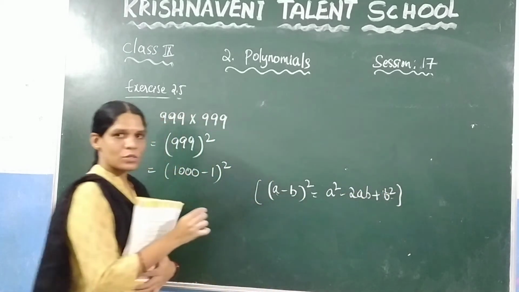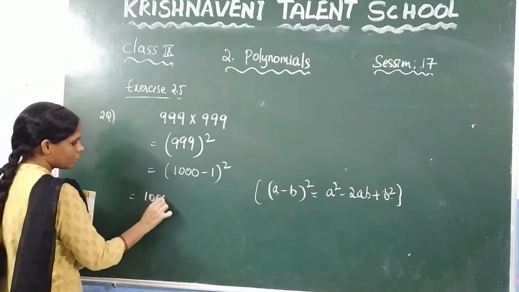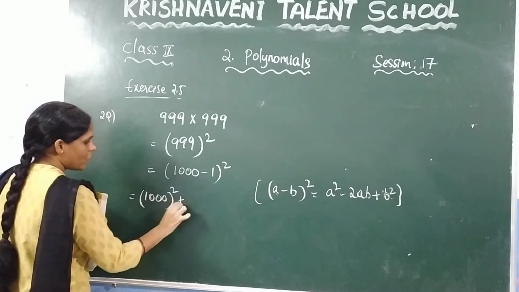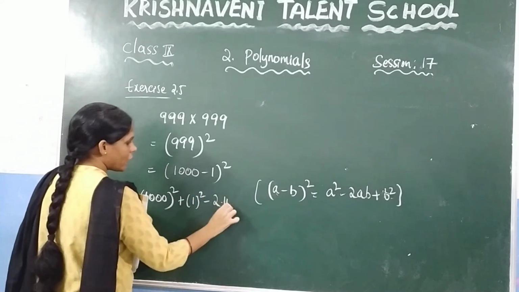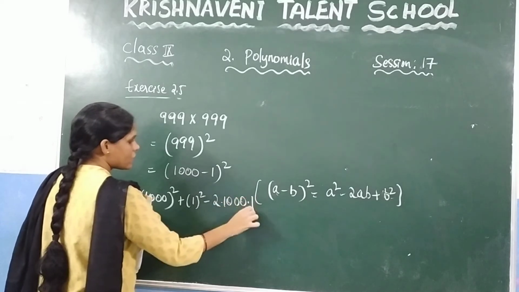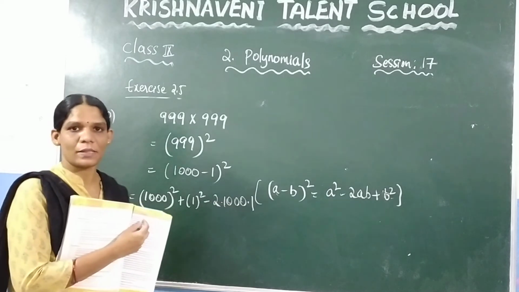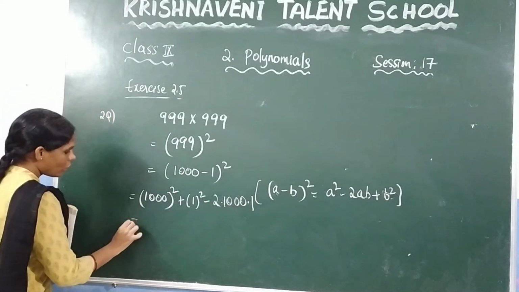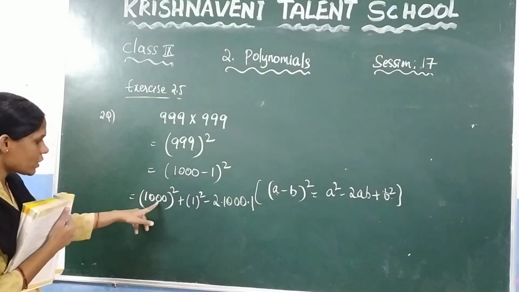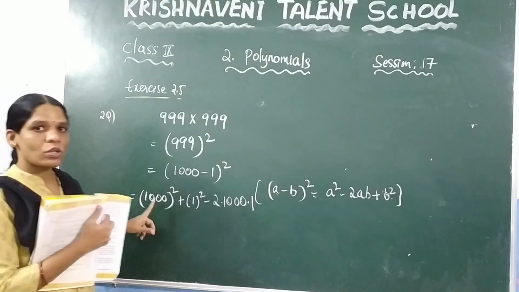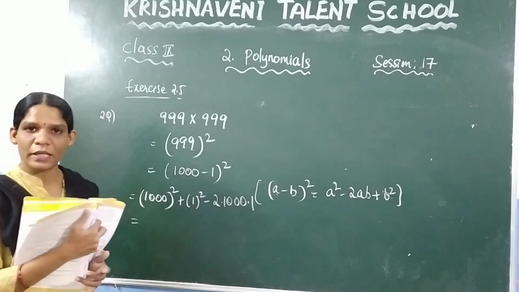Just apply that. So you can write this as 1000 square plus 1 square minus 2 into a into b. A is 1000 and b is here 1. Here I am keeping a dot, which is nothing but multiplication. So here what do you do? You need to multiply 1000 two times. For 1000, how many zeros are there? 3 zeros are there. So if you are multiplying two times, how many zeros do we need to give? We need to give here 6 zeros.